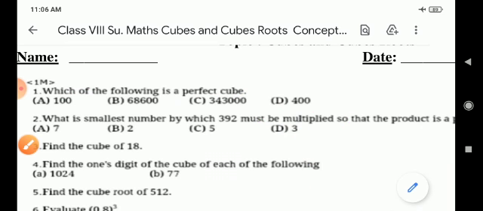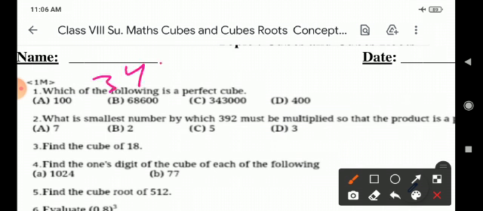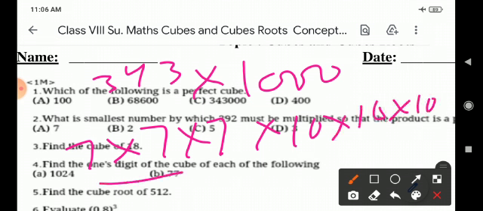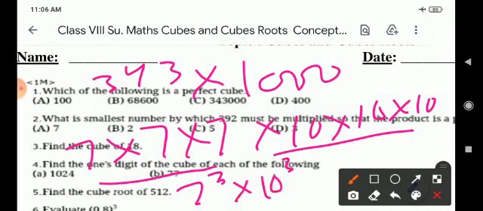Okay children, that is 343 into 1000, 7 into 7 into 7 into 10 into 10 into 10. That is 7 cube into 10 cube. That is 1 upon 3. That is 7 cube into 10 cube. That is, the answer will be 343,000. Okay children, the answer will be C. Question number 1, C part.